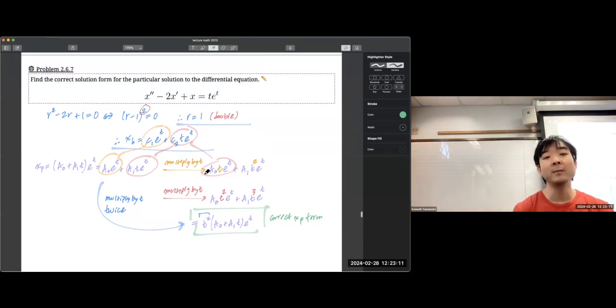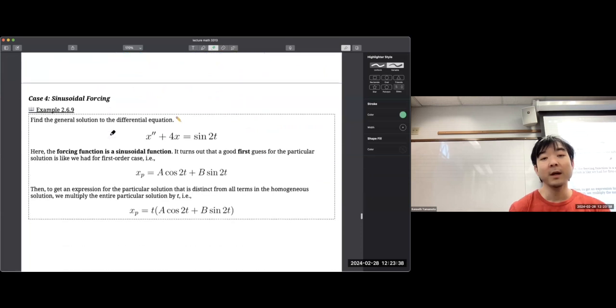So that's why, anytime it looks like it's going to be a gigantic mess, make sure you read carefully: if it says find the correct solution form for the particular solution, they mean this. They mean just leave it without actually solving for a naught and a1. That's just asking you for the correct form. And so that's the answer for that one.